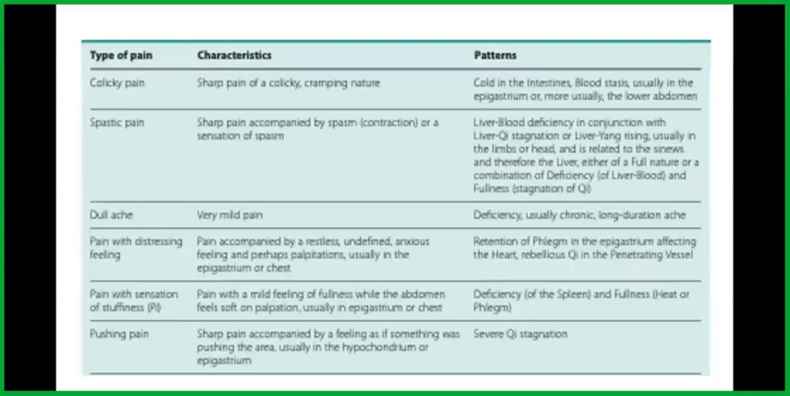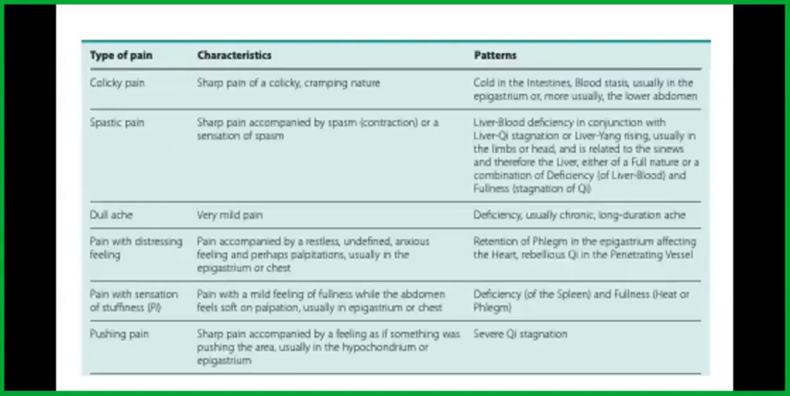When there is spastic pain, that's a sharp pain accompanied by spasms or contractions or a sensation of spasms, which is a pattern of liver blood deficiency in conjunction with liver Qi stagnation or liver yang rising, usually in the limbs or head, and is related to the sinews. And therefore, the liver, either of a full nature or a combination of deficiency of liver blood and fullness of stagnation of Qi. The next type of pain is dull ache, which is a very mild pain. It's usually a deficiency of usually chronic of long duration pain.